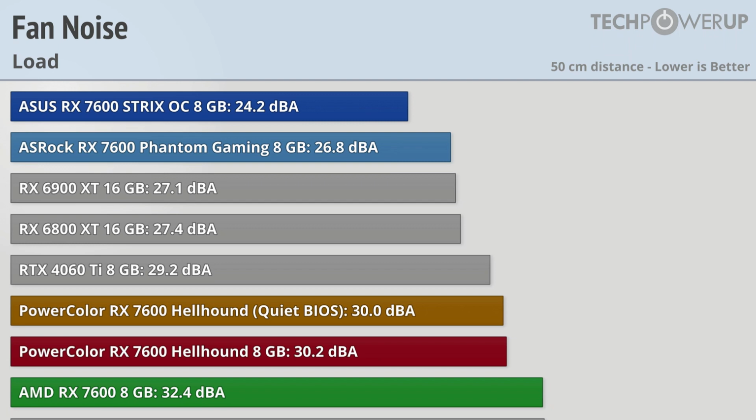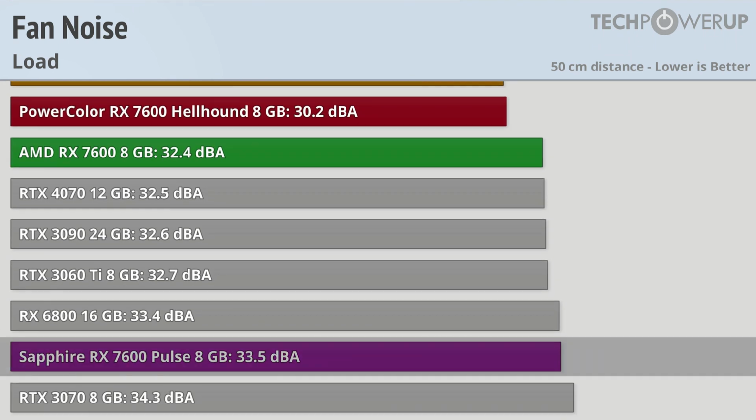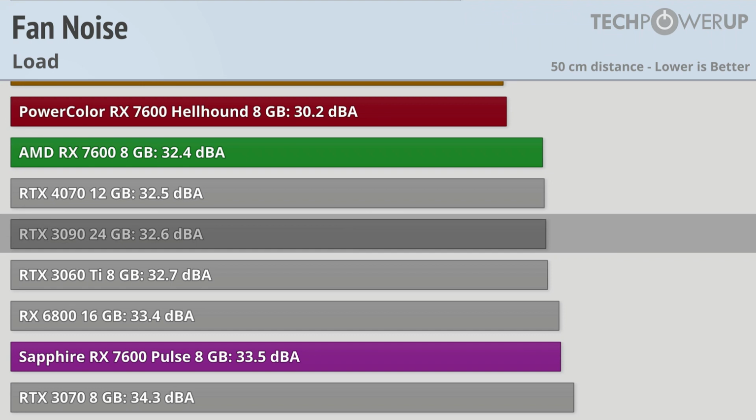Fan noise is one area, though, that the AMD cards seem to do pretty well, with the Asus RX 7600 STRIX OC doing the best at 24.2 decibels, followed by the ASRock RX 7600 Phantom Gaming at 26.8, and the PowerColor RX 7600 Hellhound in the quiet BIOS at 30 dBA, which oddly enough is only 0.2 dBA quieter than the non-quiet BIOS. The Sapphire RX 7600 Pulse does score the worst at 33.5 dBA, which is only about 1 dBA higher than the reference model, and in reality is still not that loud, but it is louder than much faster cards such as the RTX 3090.